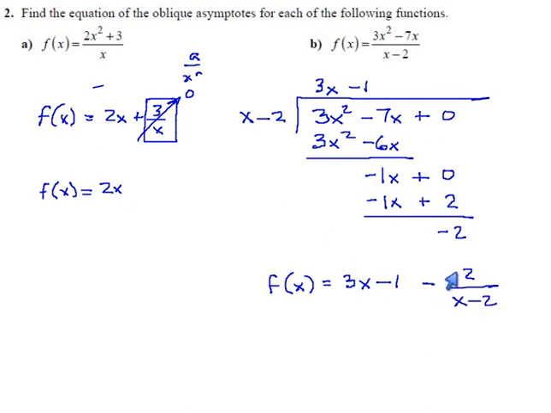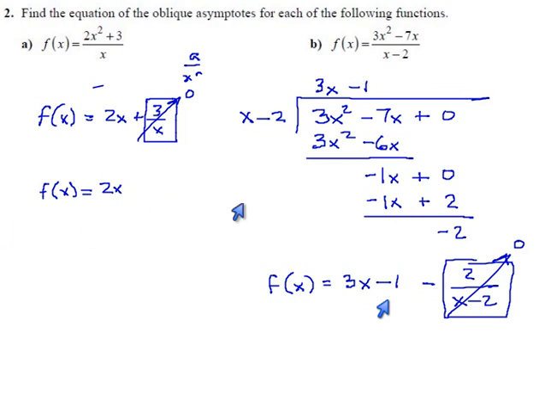This part is a constant divided by a power of x. This part will vanish. When x gets uncountably big, 2 divided by x will become undetectably small, so we can just say we'll ignore this. The function will essentially behave like 3x minus 1.